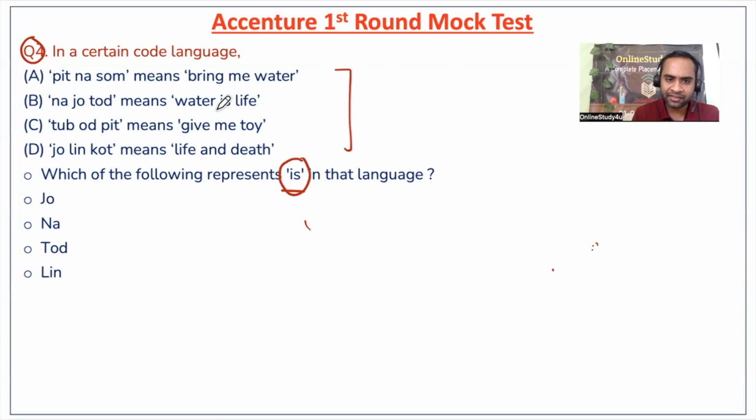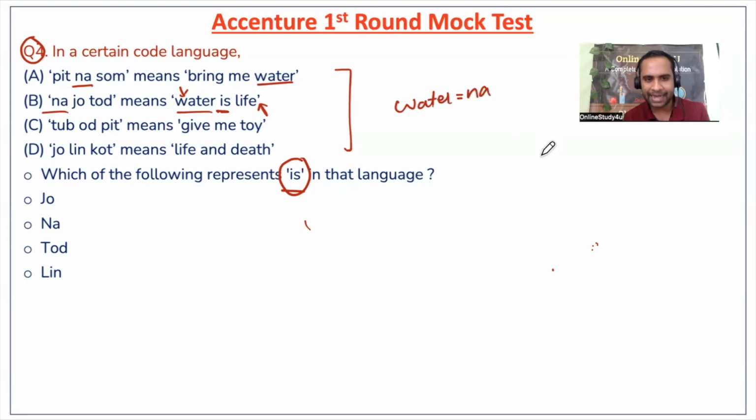So basically, friends, if you get a code for water and a code for life, then the remaining one will be the code for "is". Now you see in the first, water is common, and in the second also water is common. And what code is common? Na is common. That means for water, the code will be Na, right? From seeing the question itself, you will be able to answer.